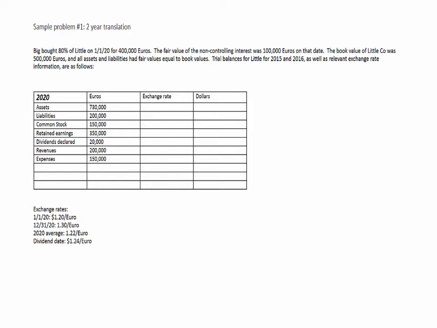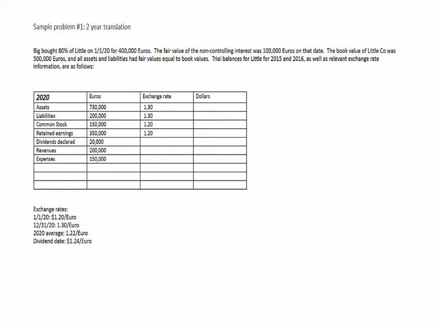The first order of business, of course, is to recast this from euros to dollars. So first, for translation, assets and liabilities are going to be converted at the current or end of year exchange rate, so $1.30 per euro. Our paid in capital account, common stock, is going to be converted at the historic exchange rate from when that company was acquired. So that $1.20 exchange rate from January 1st, 2020 is cast in stone. We'll always use that exchange rate.